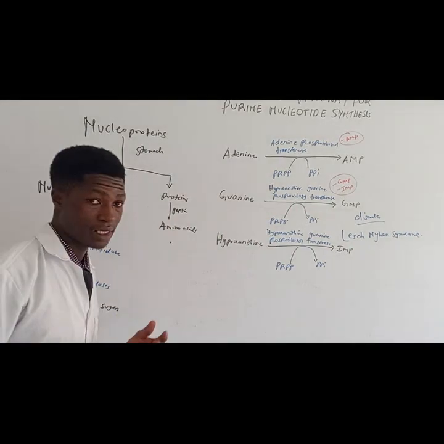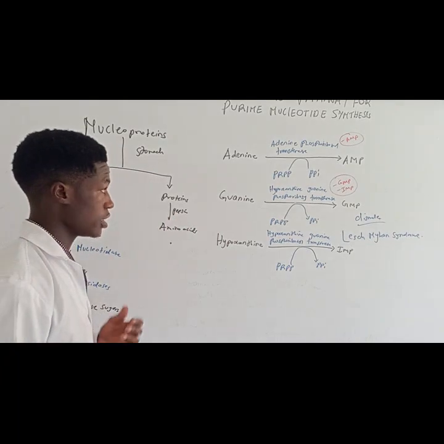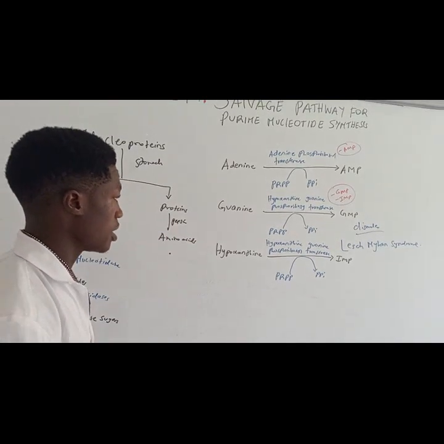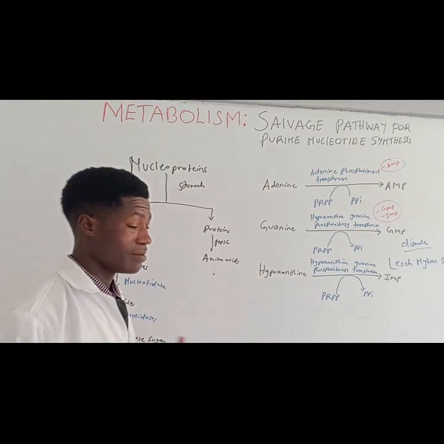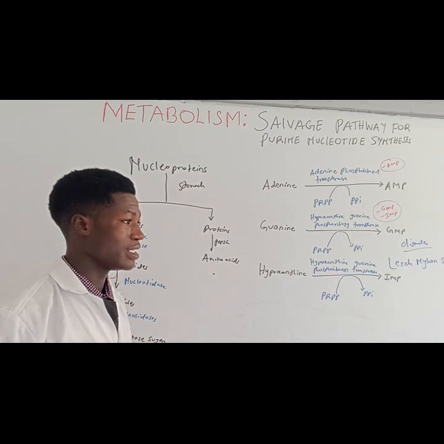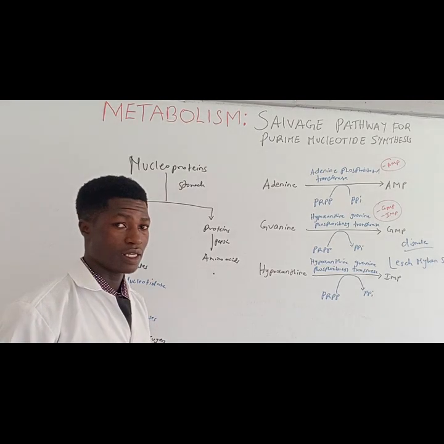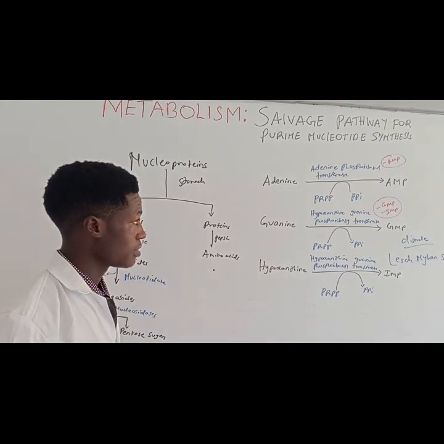It's not as complicated as the de novo pathway, because we're just going to recycle these particular bases from the nucleotides so that you can make them available to the body. Remember, I told you that nucleotides are very much essential. They run a series of physiological functions in the body: the energy, the signaling molecules, the components of the enzyme cofactors like the CoA, the NAD plus, everything.